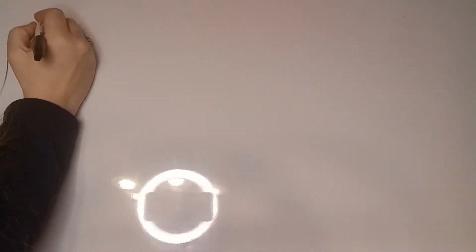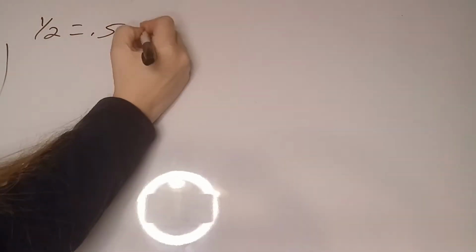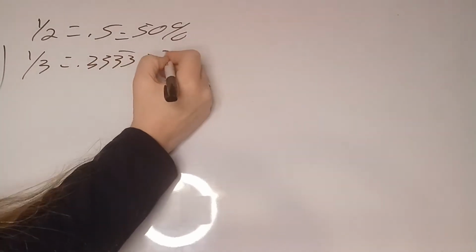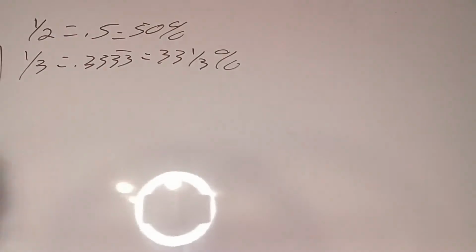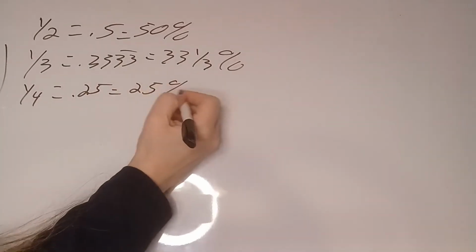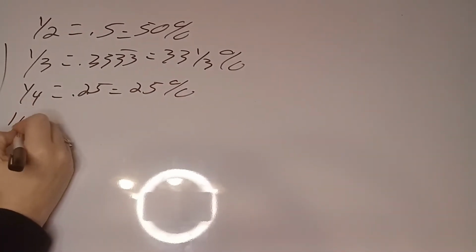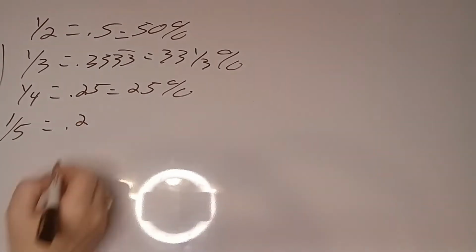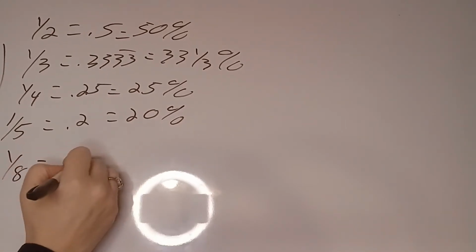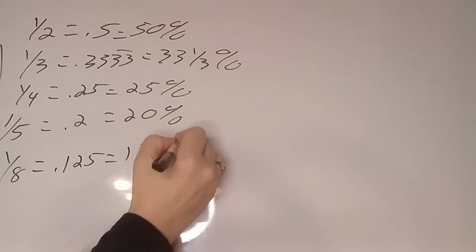If you remember when we changed decimals to fractions and fractions to decimals, we had some that we used a lot, such as 1/2 is 0.5, which is 50%. 1/3 is 0.33 repeating, which is 33 1/3%. 1/4 is 0.25, or 25%. 1/5 is 0.2, or 20%. And 1/8 is 0.125, or 12.5%.